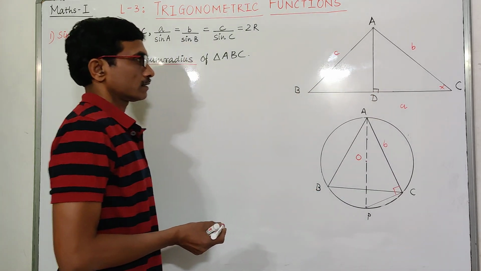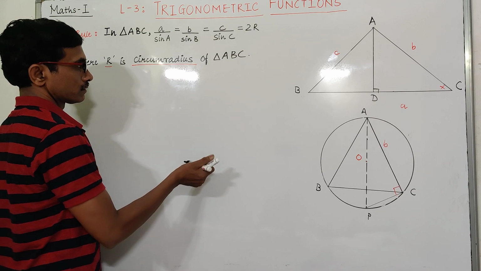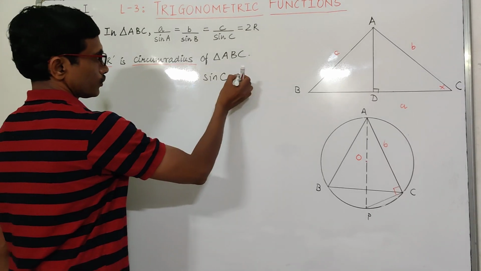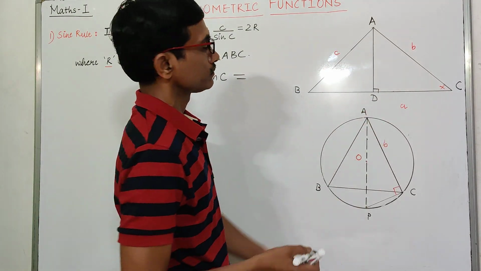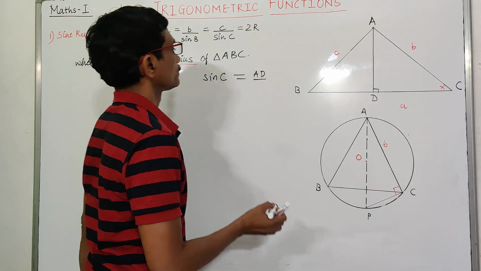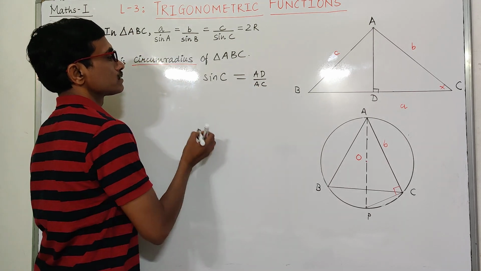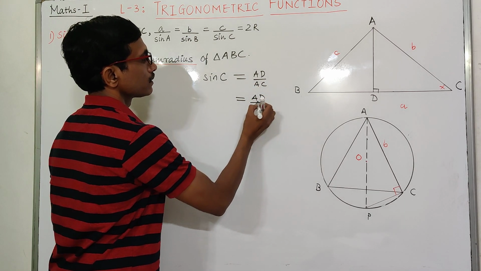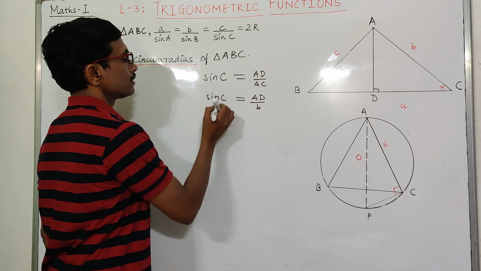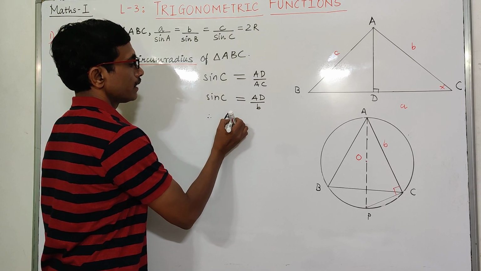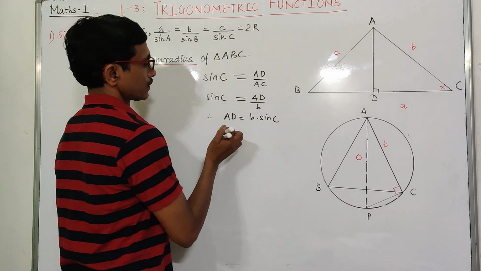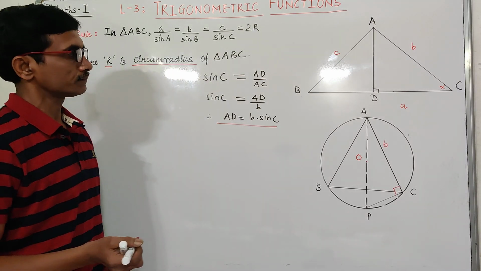So we can write sine of angle C is equal to the opposite side. What is the opposite side? AD, upon the hypotenuse. Hypotenuse is AC. That means AD upon AC, and AC is equal to b, sine C. Therefore, AD is equal to b sine C. So we are getting AD is equal to b sine C.